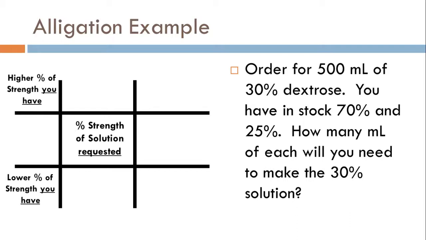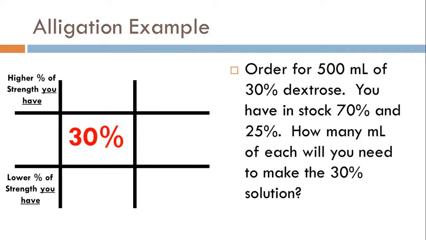I've got another example here where we're going to take it even a step further, but I'm going to use a different set of numbers. Let me just read the question to you. You have an order for 500 mils of 30% dextrose. You look to the shelf, it's not there. So you have 70% dextrose and 25% dextrose. Let's work through this to see how much of each one you're going to need to get that 30% dextrose.